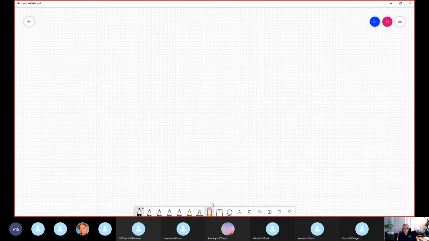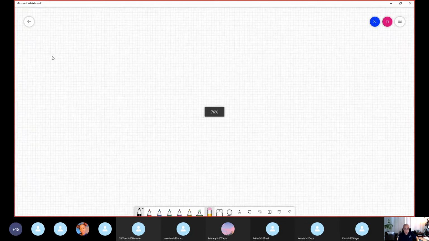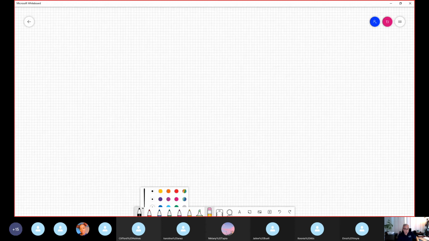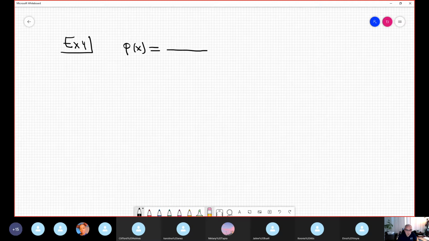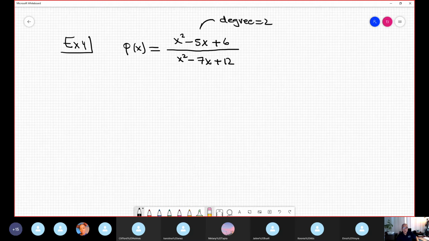Erase the board. Okay, example 4 gets very interesting. It's the last one, introductory example. Suppose the function I want to call p is a division of polynomials: x squared minus 5x plus 6 at the top, and x squared minus 7x plus 12 in the bottom. The degree is 2 in the top, and the degree is also 2 in the bottom.